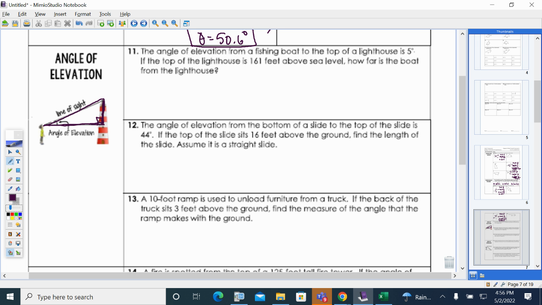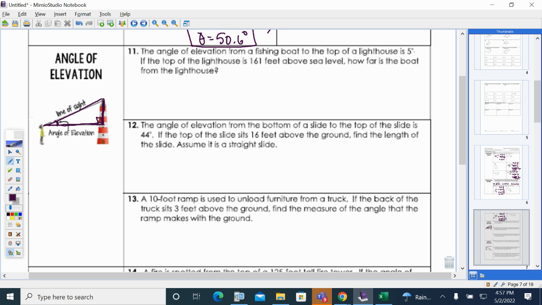So the angle between the horizontal and the line of sight creates that angle of elevation. And in every single one of these word problems here, 11, 12, and 13, we're going to be looking at that angle of elevation. So let's look at number 11. The angle of elevation from a fishing boat to the top of a lighthouse is 5 degrees. If the top of the lighthouse is 161 feet above sea level, how far is the boat from the lighthouse?